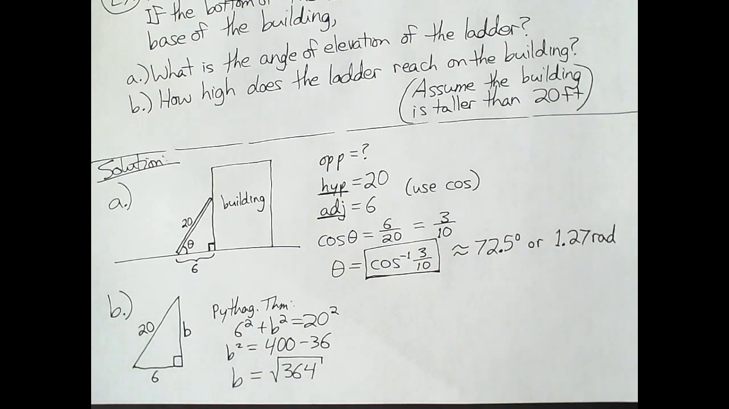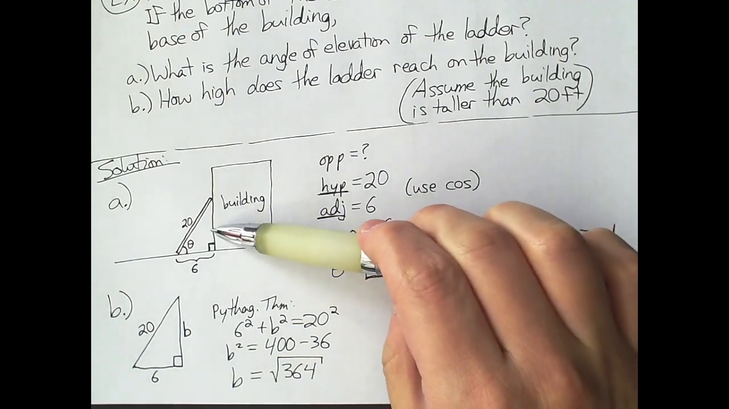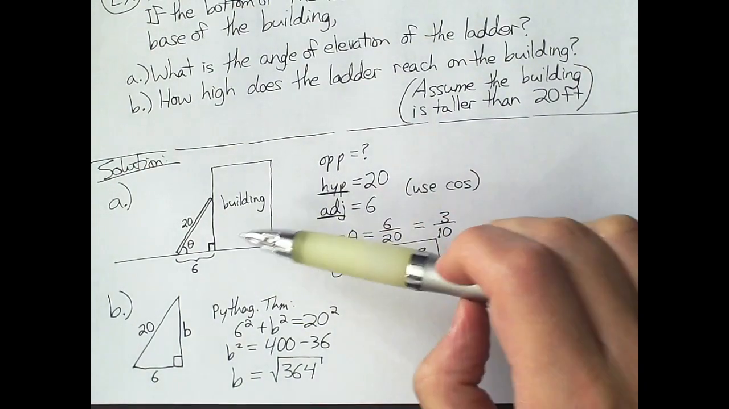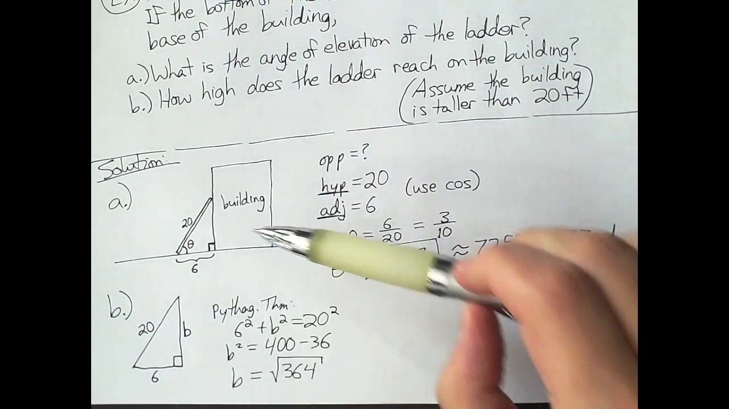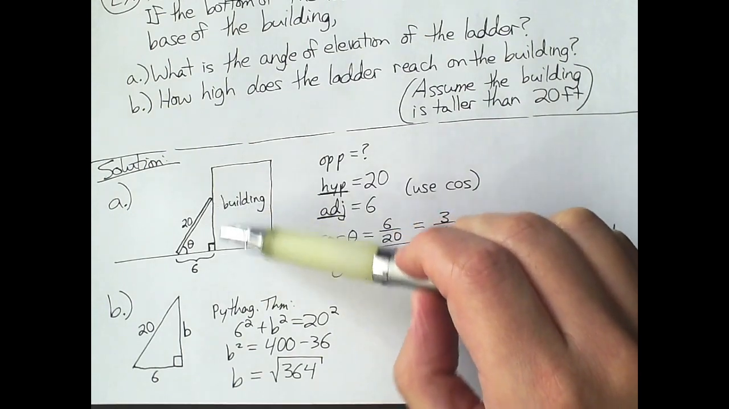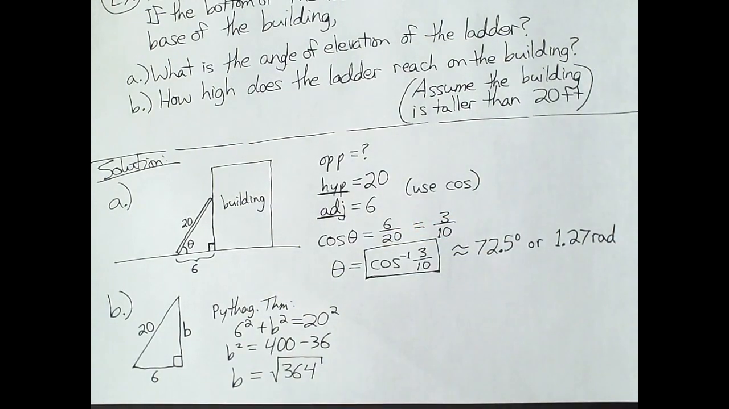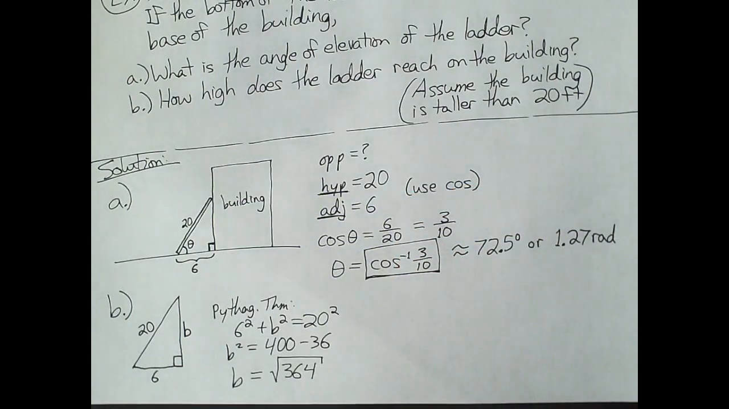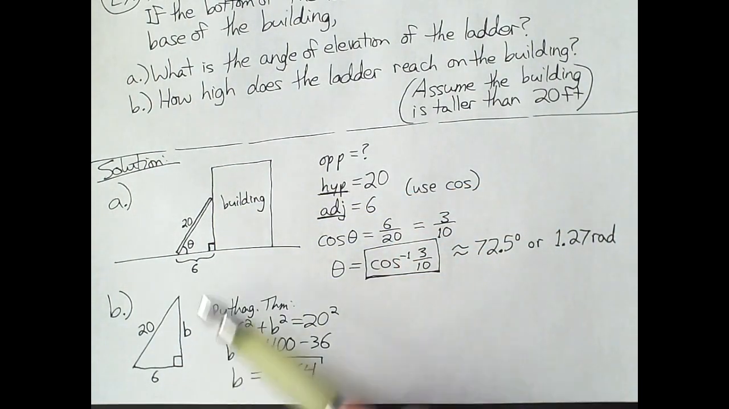Do you know why? Because this is a height on a building and it can't be negative. This is a side length of a triangle, and it's a real world height on a building. It's not going to be negative. Negative would be like underground or something. We can tell from both of these pictures that B has to be positive. So you don't write plus or minus.